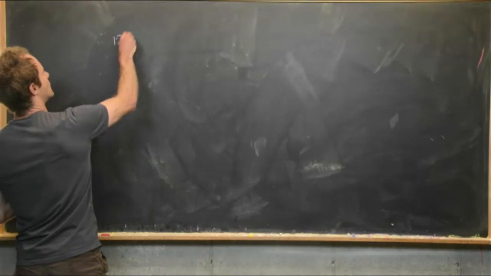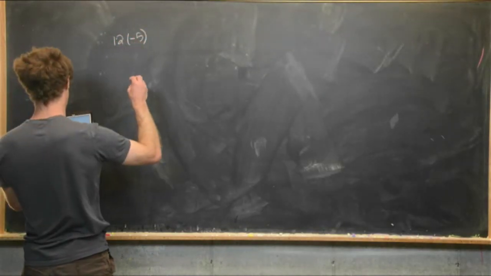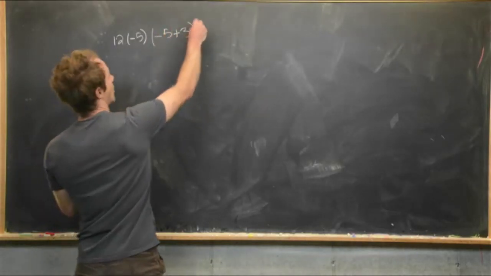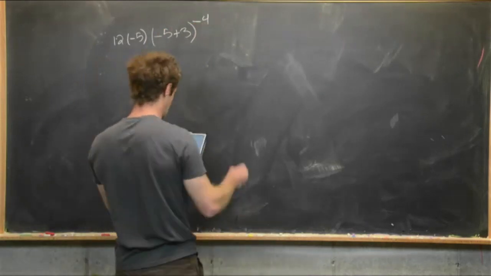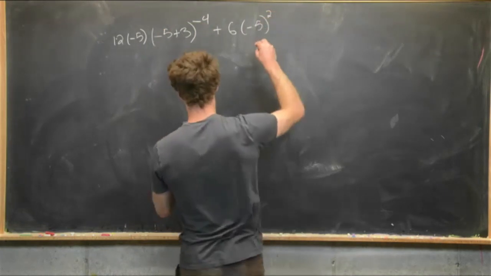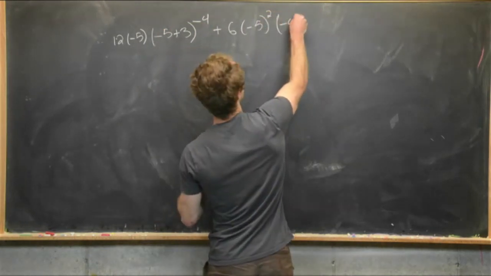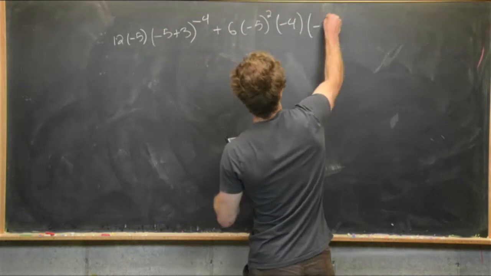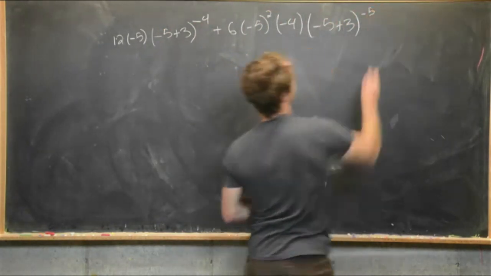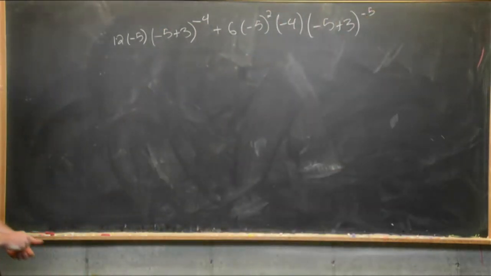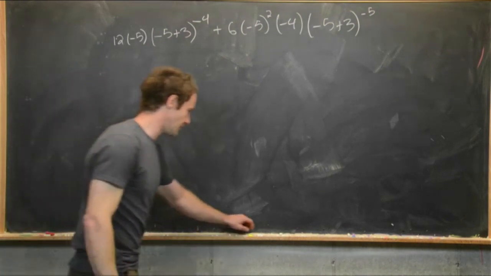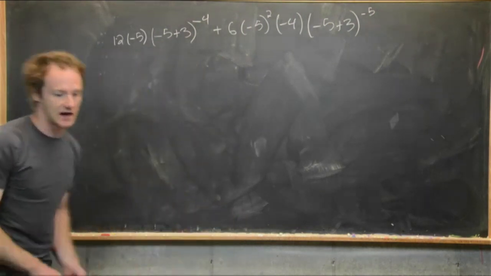So we've got 12 times negative 5, then negative 5 plus 3, all to the negative 4, and then plus 6 times negative 5 squared times negative 4 times negative 5 plus 3, all to the negative 5. There's a lot going on here. But the trick is just to take it one thing at a time.